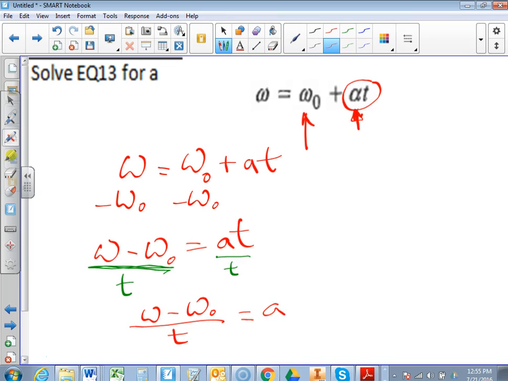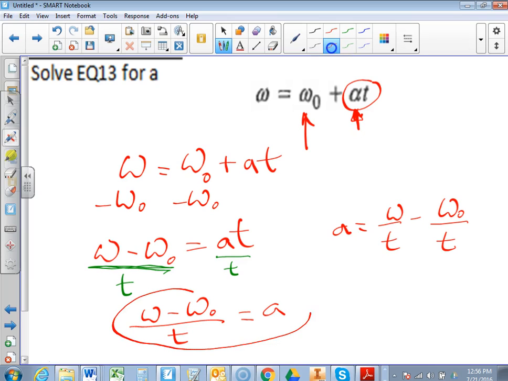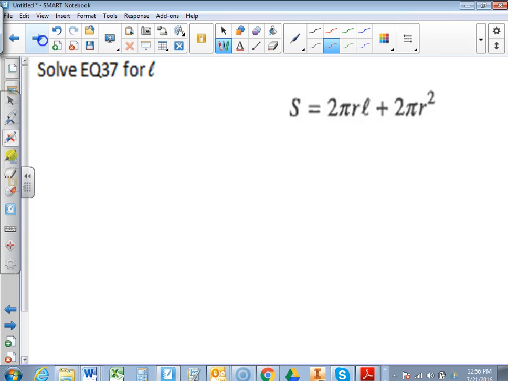Now that is one way to look at it. You could, if you wanted, look at it as acceleration is equal to omega divided by T minus omega 0 divided by T. But the T would have to go under both, not just one of them. And that'll probably come up later and we'll talk about it. But this is, to me, a better way of writing it, a little more compact and makes more sense. All right, we're going to do the next one as well in this video.